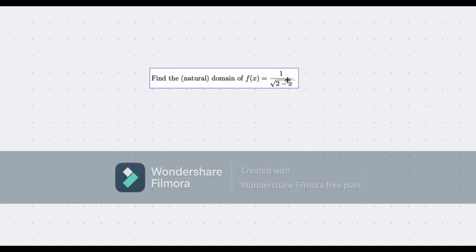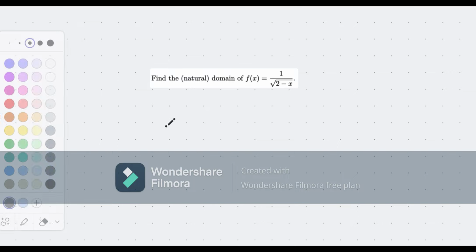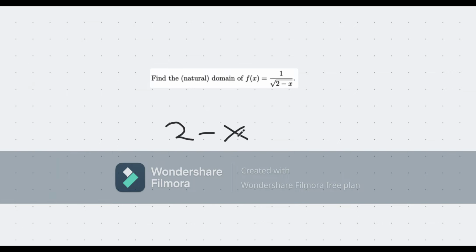Domain of f of x is equal to 1 over the root of 2 minus x. So this is very similar to the last problem, the only difference being that the root is now in the denominator. And so this is pretty important. You have to pay attention to this because the difference is that you can't have 0 as the denominator. So just like before, you're going to set up an inequality for the root. You're going to have 2 minus x is greater than 0. See how you don't put greater than or equal to 0 because you can't have 0 as your denominator.